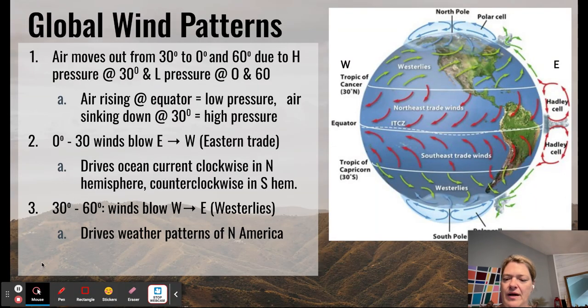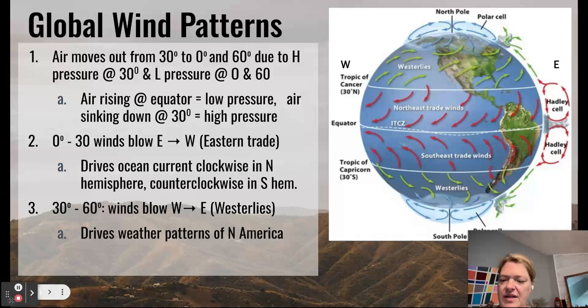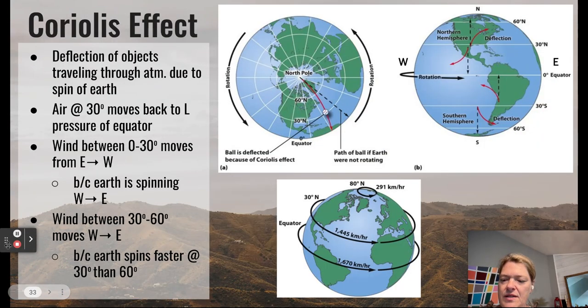And, ooh, let me go back. In this, I did not mean to hit the cursor, so let me see if I can get this back really quick. There we go.